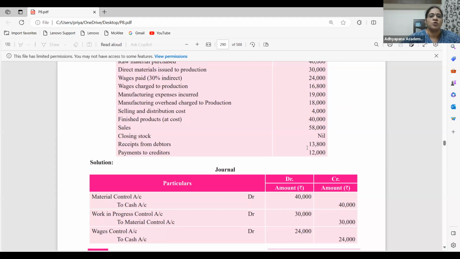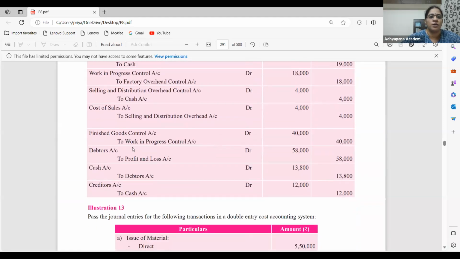Received from debtors. So cash account debit to debtors. Paid to creditors. Creditors to cash. These are items of pure financial nature which will not appear in cost accounts but will appear under integrated accounting. Okay, that's all with this sum.